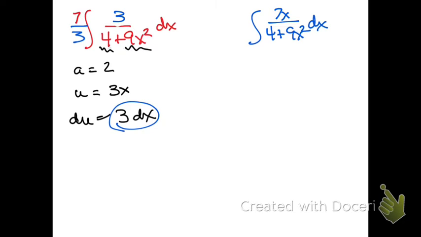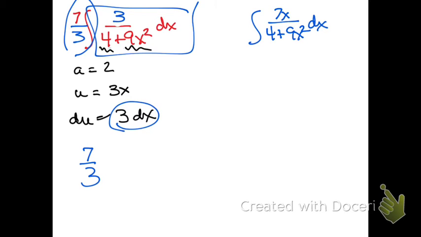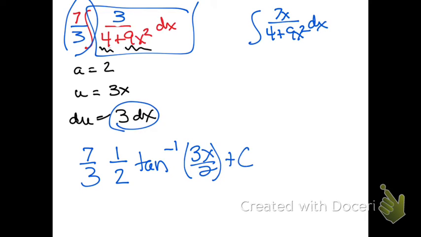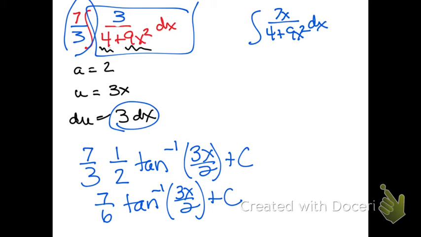Now this part will bring down into the answer, and all of this is going to go to the formula. Remember, tangent gets a title. Tangent gets a title. 1 over a times inverse tangent of u over a. And then you're going to multiply that across and get 7/6. So that's an inverse trig problem, and that's about as hard as it could get.